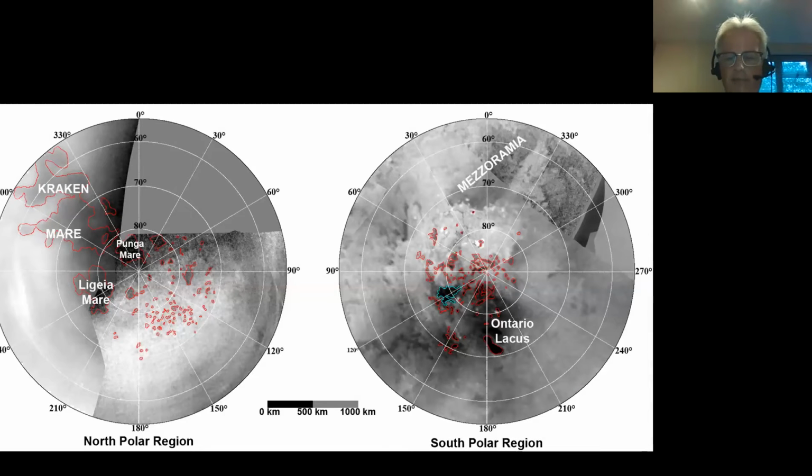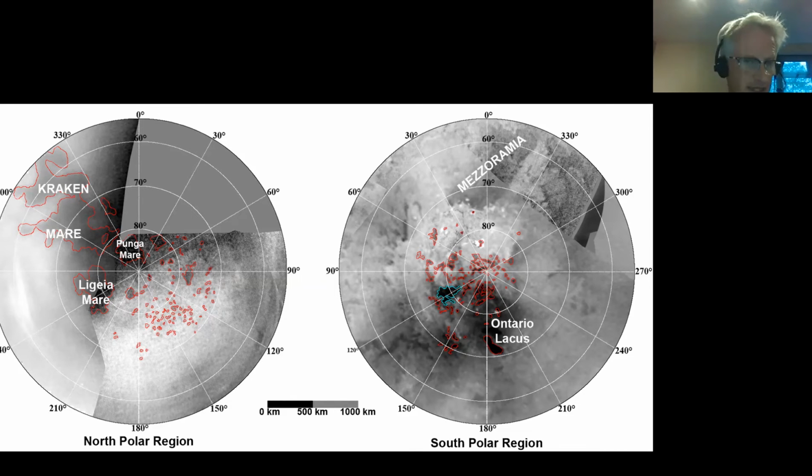So this is two polar projections of Titan, illustrating the distribution of lakes and seas. On the left, we have the North Pole, and in the upper left of the image, we see the outlines of three substantial seas. Kraken Mare is the largest, separated by a narrow region which is amusingly called the throat of Kraken. The second largest is Ligeia Mare, I think I'm pronouncing these correctly, and then the smaller one is Punga Mare. All of them pretty substantial.